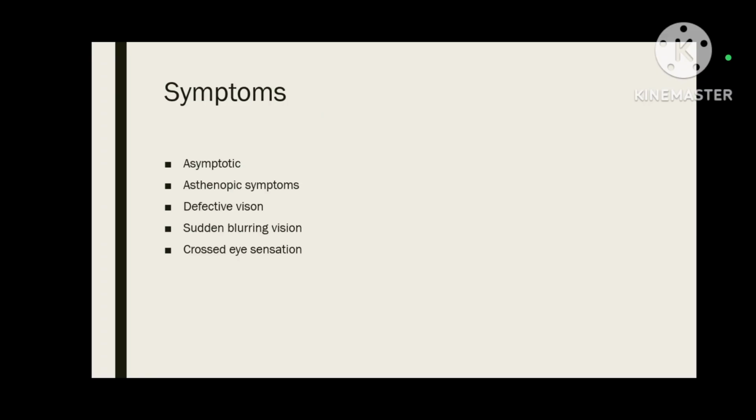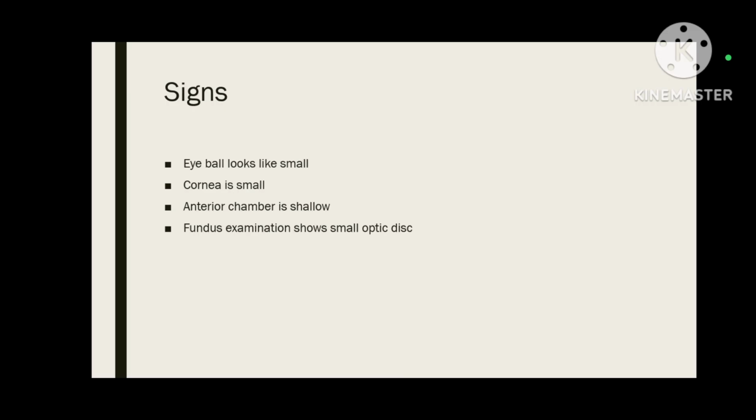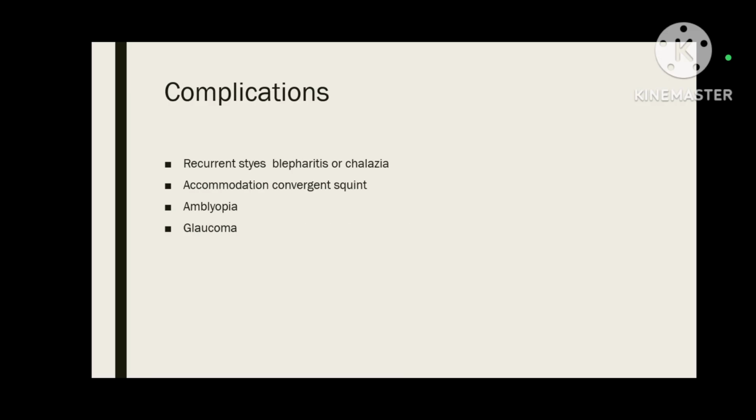Symptoms: asymptomatic, asthenopic symptoms, defective vision, sudden blurred vision, crossed eyes. Signs: the eyeball looks small, the cornea is small, the anterior chamber is shallow, and fundus examination shows a small optic disc. Complications: recurrent stye, blepharitis or chalazion, accommodative convergent squint, amblyopia and glaucoma.